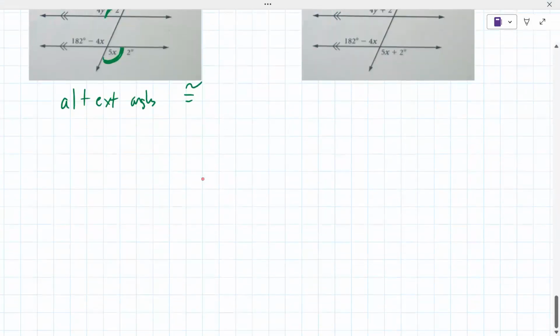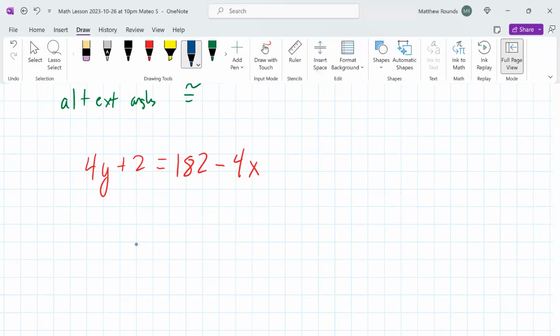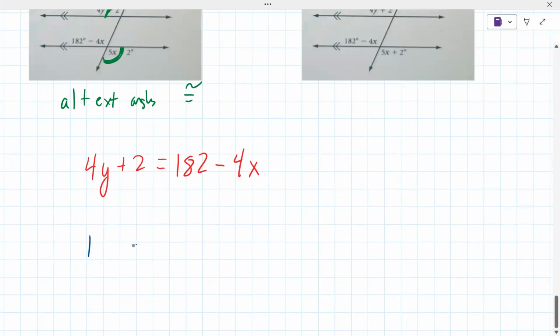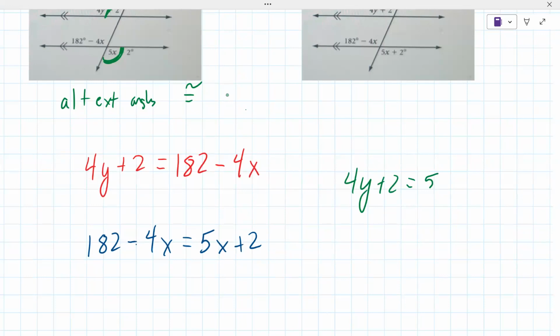So that is 4y plus 2 equals 182 minus 4x. What is the problem with this equation in terms of solving it? We have a y and an x. Yeah, that's bad. Now the blue was the vertical angles. That's 182 minus 4x equals 5x plus 2. Is that good or bad? That's good.